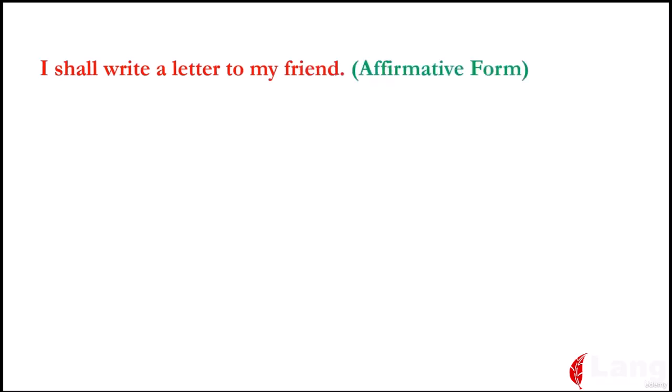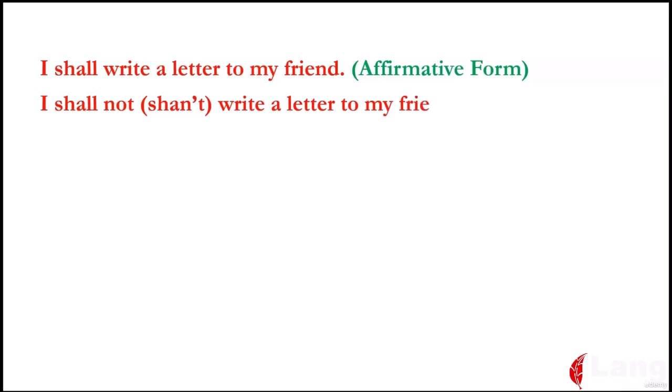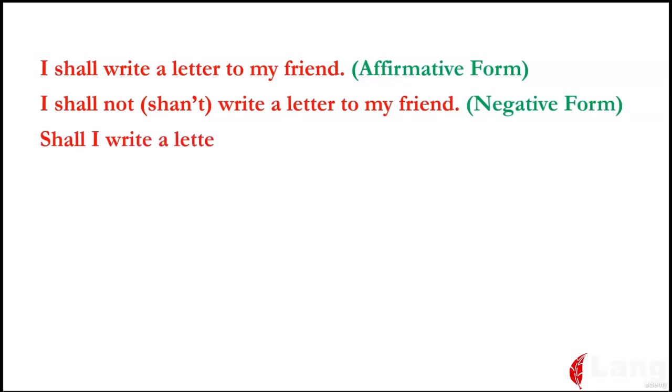I shall write a letter to my friend. This is the affirmative form. The negative form is I shall not write a letter to my friend. We can use the contraction shan't instead of shall not. The interrogative form is shall I write a letter to my friend?